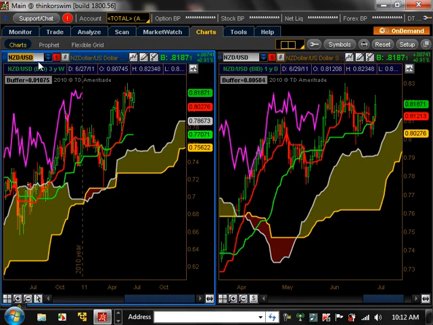NZDUSD, you can see it's basically bullish trending on the weekly, and if you look at the daily time frame, it really has got to break above 0.8300. If it does, it can start trending on both the daily and weekly. So that's a good potential there.